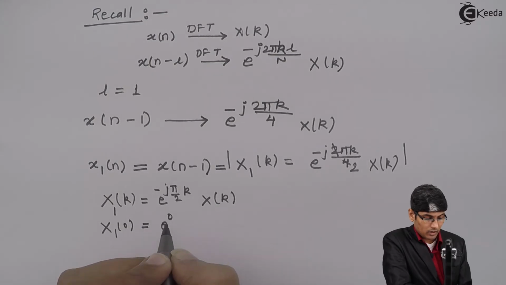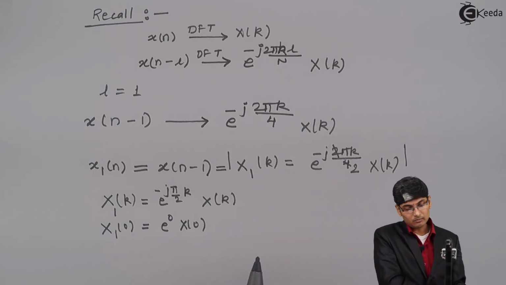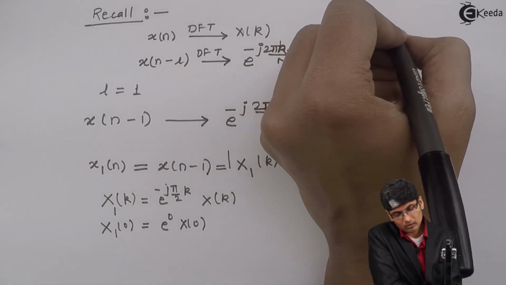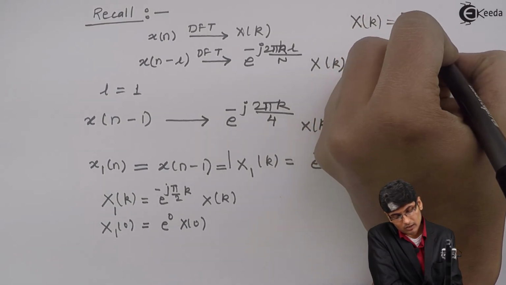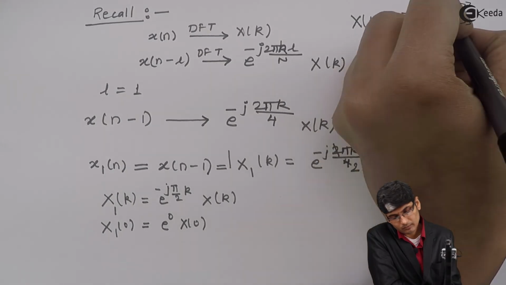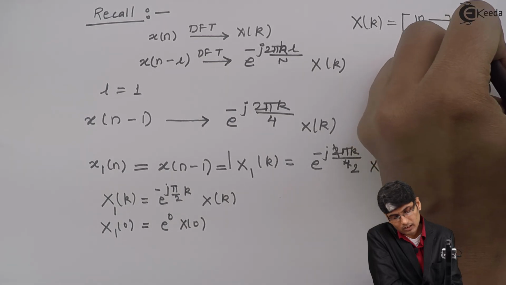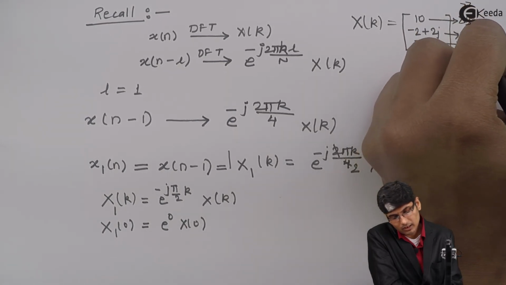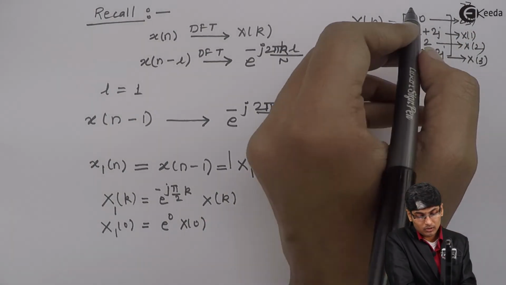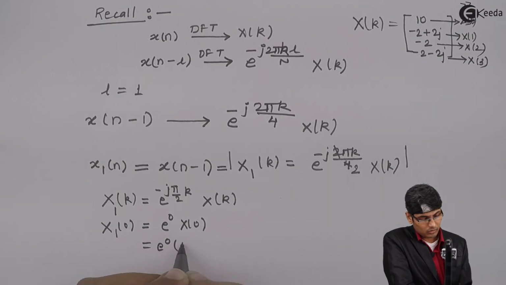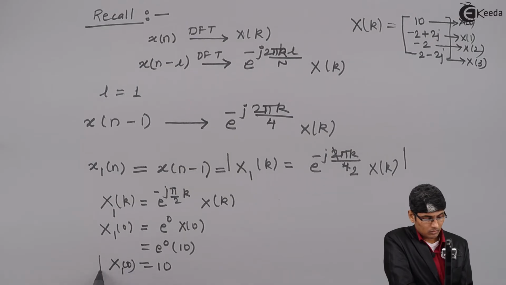It will be e raised to, k value is 0. So, I put 0, x of 0. From the previous problem, let me write here, x of k is nothing but 10, minus 2 plus 2j, minus 2, minus 2 minus 2j. So, this is my x of 0, this is my x of 1, this is my x of 2 and this is x of 3. So, I will be using x of 0 from here, which is 10. So, e raised to 0 into 10, which is nothing but 10. So, x1 of 0 is 10.